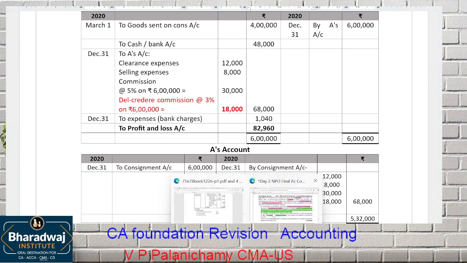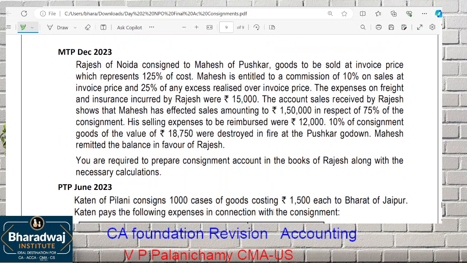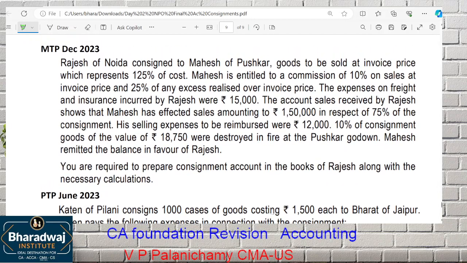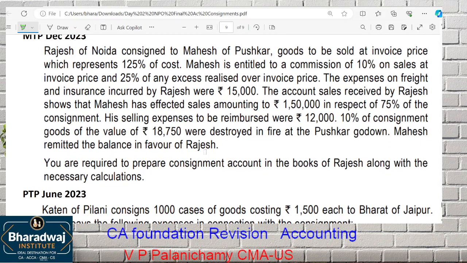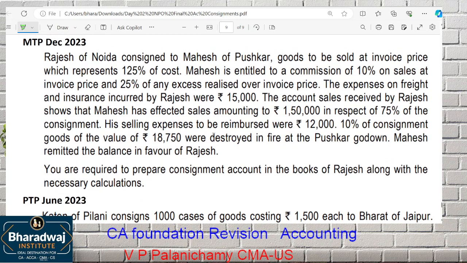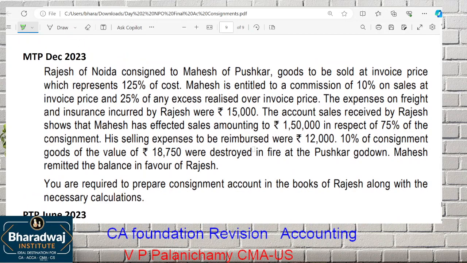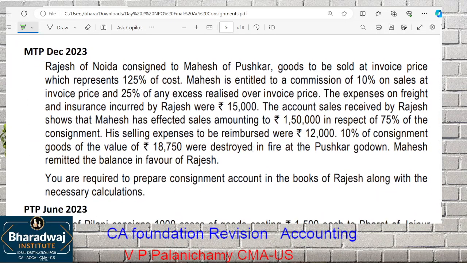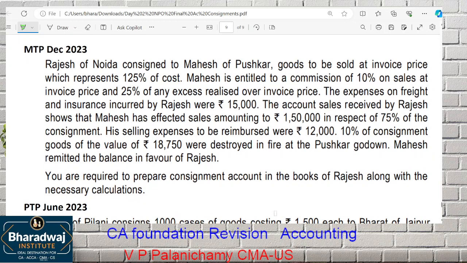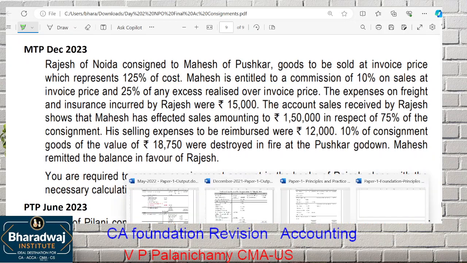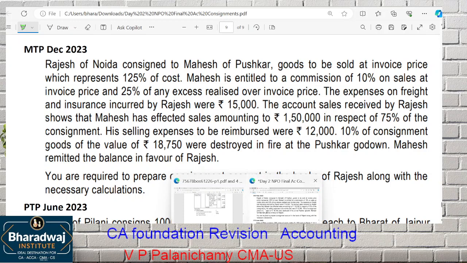After completing this, read the next question. Read the next question, understand what is missing, then we'll work on it.